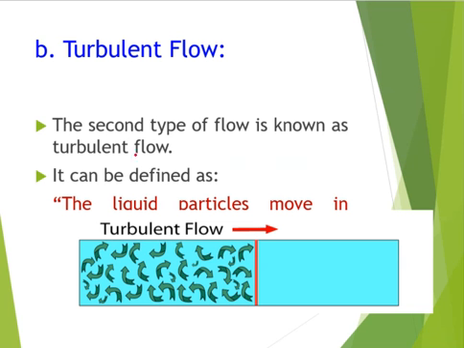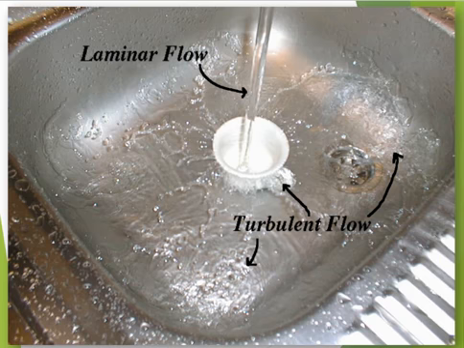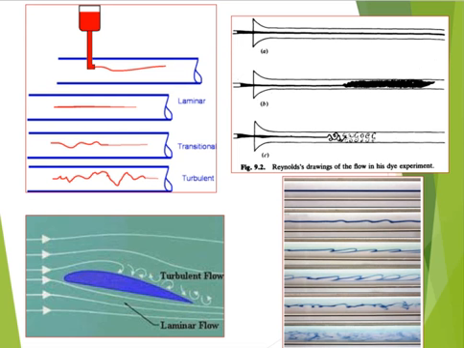And what is turbulent flow? The second type of flow is known as turbulent flow, where the liquid particles move in irregular paths like this, as shown in the figure. Or in a real life example, if you put a cup beneath a jet of water coming from a tap, the water moves in irregular directions after it strikes the cup. This is turbulent flow.